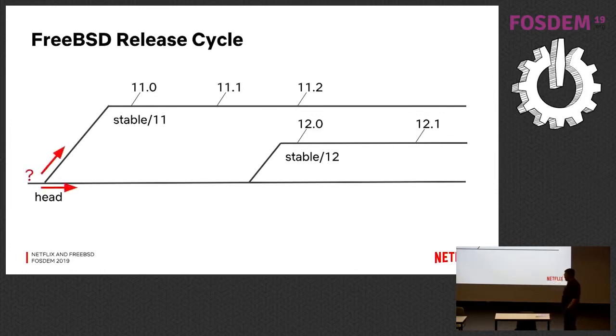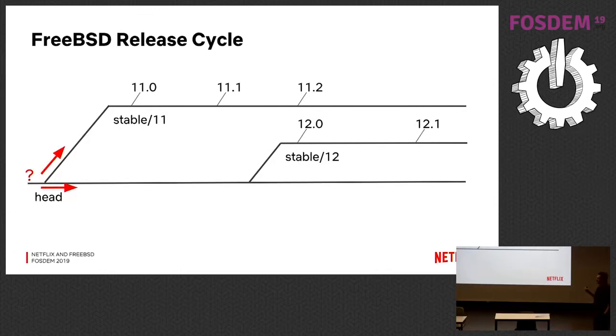So a while ago, when I first joined Netflix, it was right around the time that we were running stable 10, which was the major release before stable 11. So our operating system was based on stable 10. And we had a choice when stable 11 was released. We could stay on stable 10 and get farther behind, or we could switch to stable 11 or head. And we decided to rebase our code onto stable 11 or head.